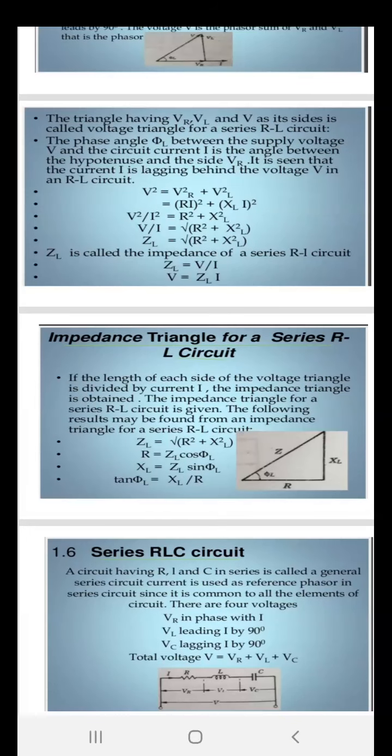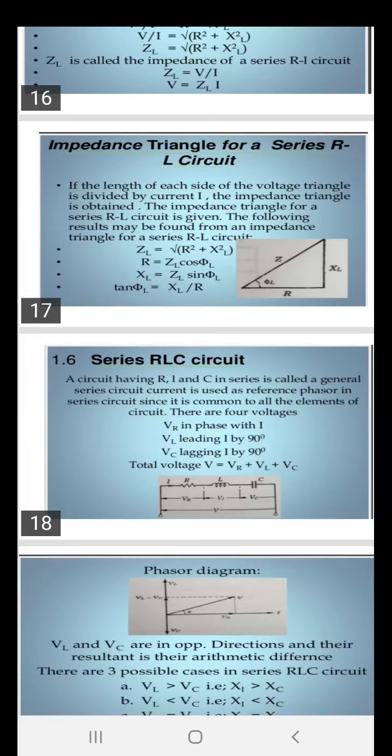Impedance triangle for the RL circuit: if the length of each side of the voltage triangle is divided by current I, the impedance triangle is obtained. The impedance triangle for the series RL circuit is given. The following results are obtained: Z_L is equal to the square root of R squared plus X_L squared, R is equal to Z_L cos φ and X_L is equal to Z_L sin φ. Then sin divided by cos is equal to tan, you know very well, so tan φ is X_L divided by R.